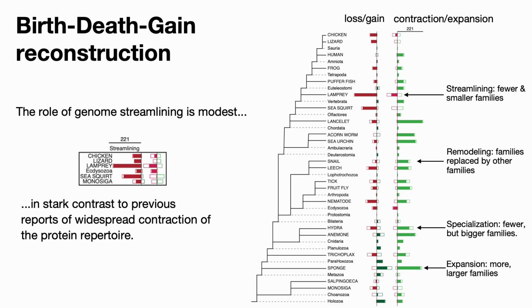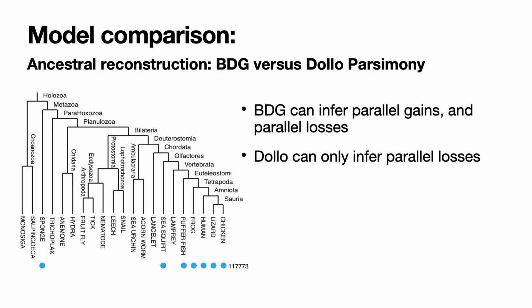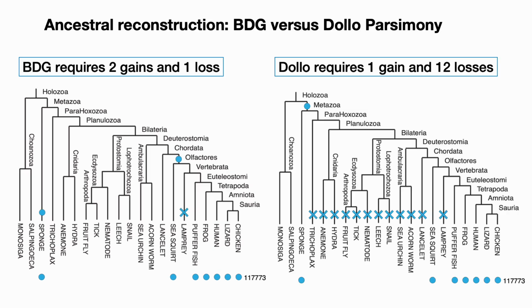This is very different from the widespread loss reported from previous studies using Dollo parsimony. As we mentioned earlier, the birth-death model is a more flexible model that can explain a patchy distribution with parallel gains and parallel losses. On the other hand, Dollo can only explain a patchy distribution with parallel losses. As an example, here is one family with a patchy distribution. For this family, the birth-death model would infer 2 gains and 1 loss event. However, Dollo parsimony would infer 1 gain and 12 losses.